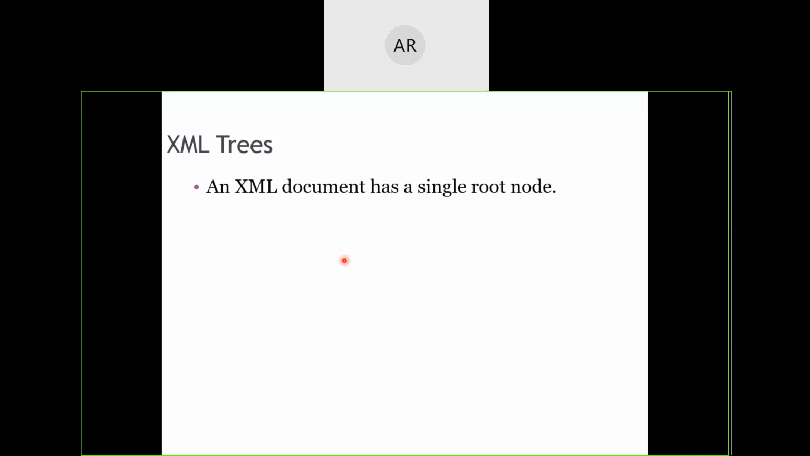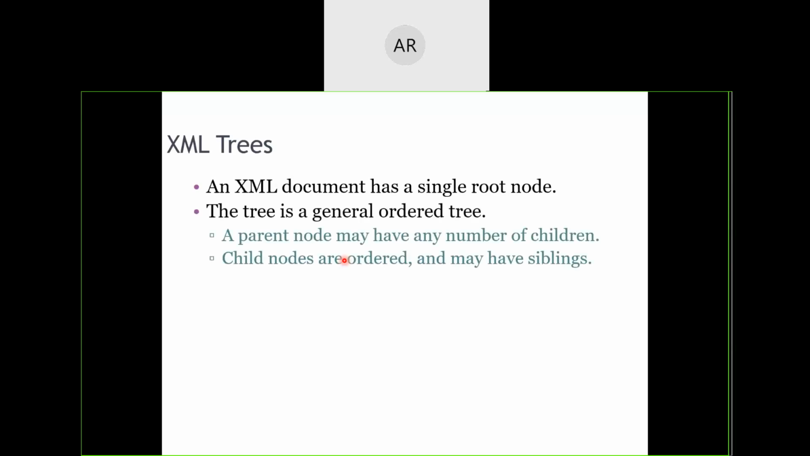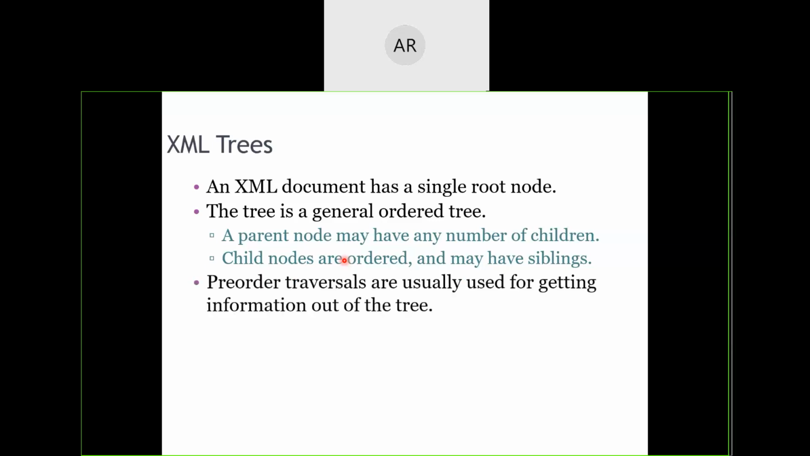Fine. So, what is an XML tree? It's just an XML document that has a single root, or it should be an ordered tree. In the sense, there should be one parent node which can have any number of children. These children are further ordered such that they have their siblings or their child elements.